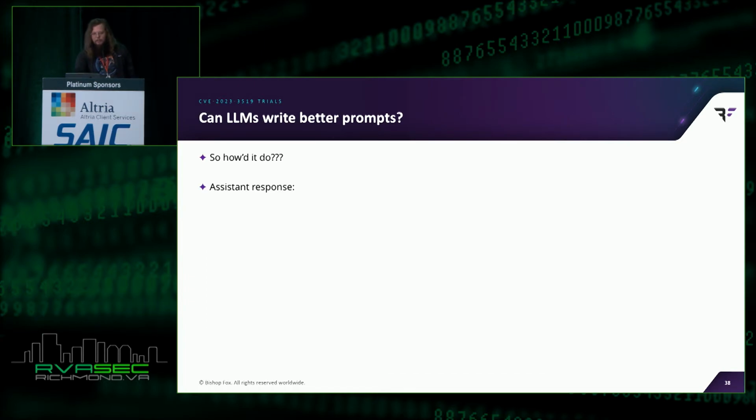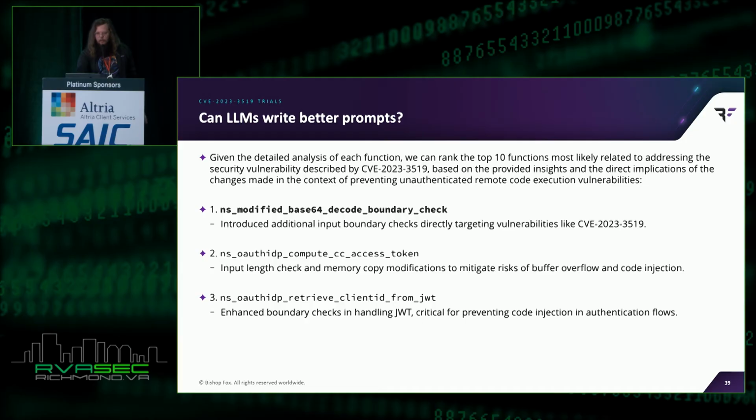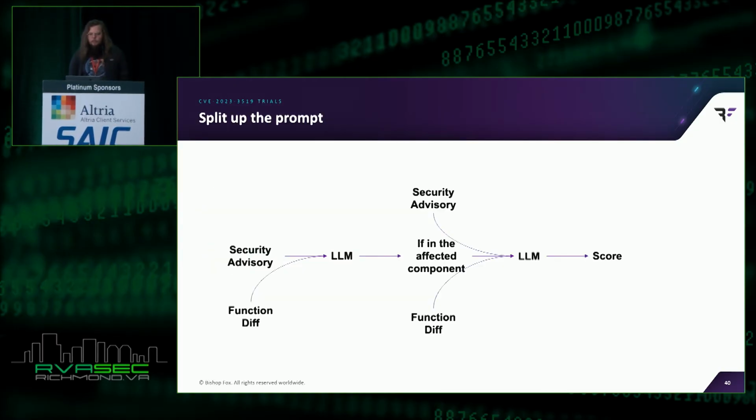And then, so how does it do? It, again, puts this boundary check as the best function that it can find, even with a better evaluation criteria. So we go back to the drawing board, and we say, okay, if we just give it a ton of context, this is not helping. We can't just do it all in one shot. Let's start splitting up the prompts.